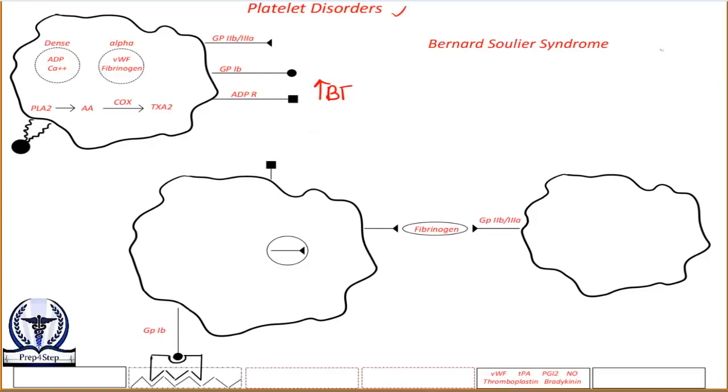So the first disorder that we're going to talk about is Bernard-Soulier syndrome, and the idea is that in Bernard-Soulier syndrome, the glycoprotein 1b is deficient. If that is the case, then the platelets cannot attach to the von Willebrand factor, therefore increasing the bleeding time and lowering the platelet count. So platelet count will be low, but bleeding time would be increased.